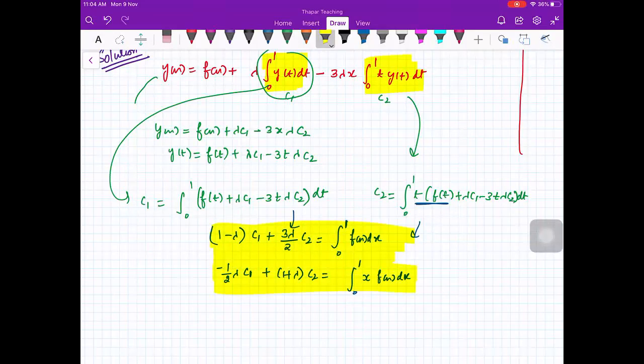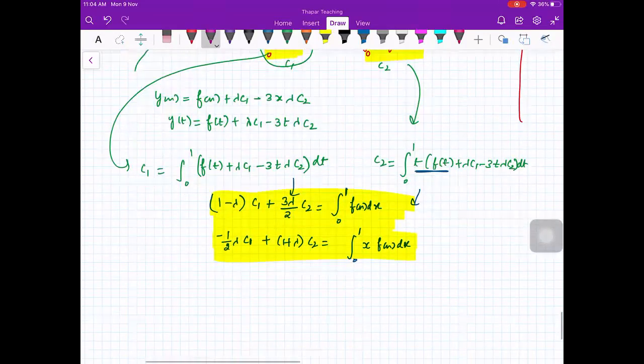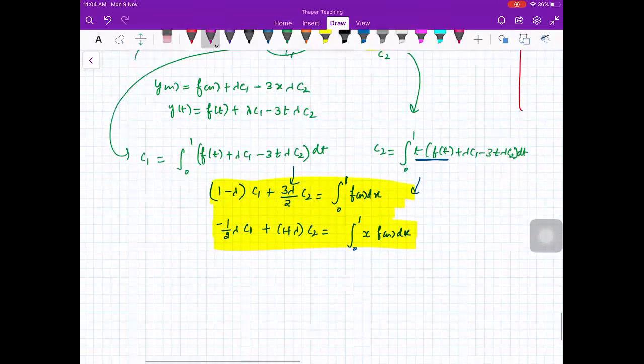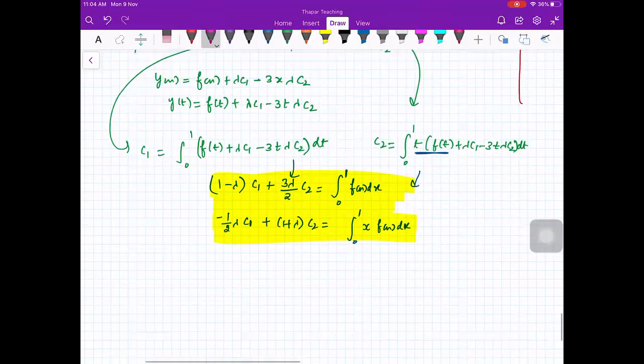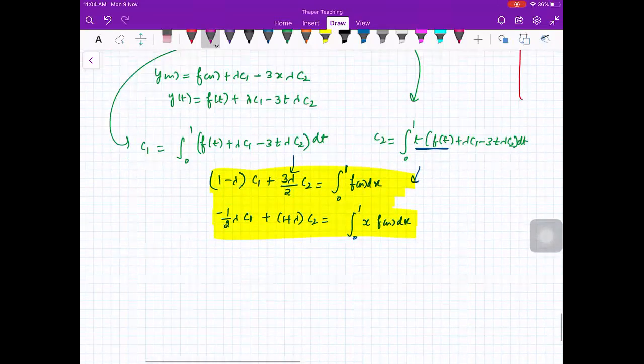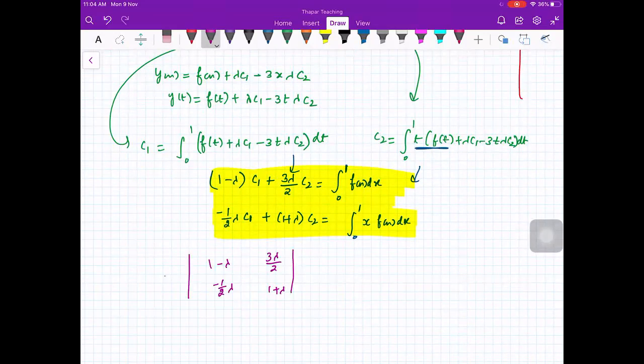In a system of equations, what do we look at first? We look at the determinant of the left hand side. So here you see your left hand side is 1 minus lambda, minus 1 by 2 lambda, 3 lambda by 2, 1 plus lambda. If you look at this determinant, the determinant is equal to 1 by 4 times 4 minus lambda square.